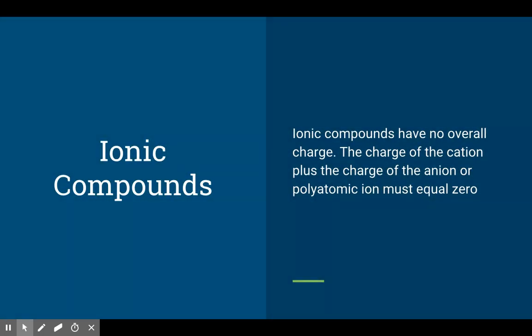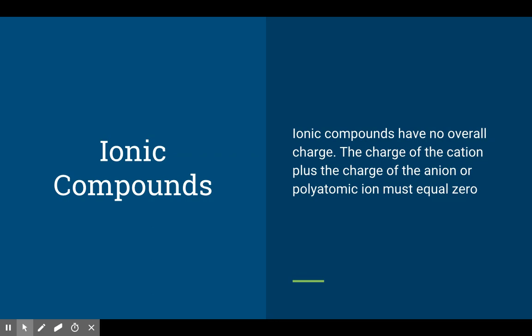Ionic compounds have no overall charge. Now, what do we mean by this? When a cation is attracted to an anion, say, for example, a +1 is attracted to a -1, and they merge to form a new thing, a compound. If I take +1 and -1 and add those together, the overall charge is 0.